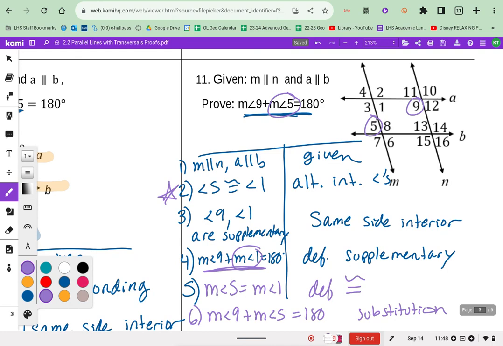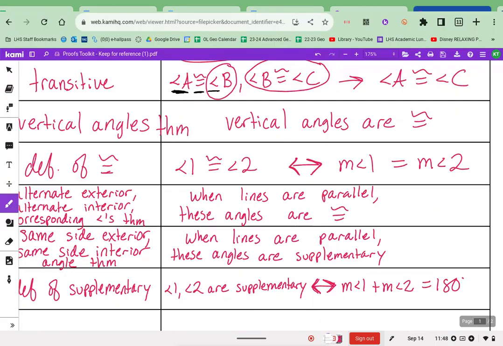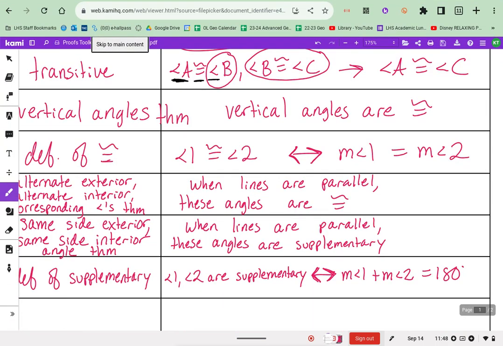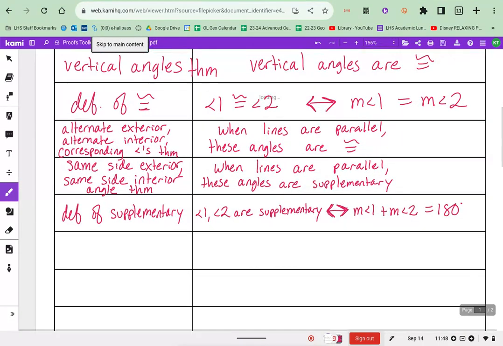Okay, questions about that? I know these are kind of longer, but the more you practice them, the more you start to see the pattern, because they're essentially pretty similar every time you do them. Okay, I'm just going to do 2 more with you. All right, so I'm going to add another thing to your proofs toolkit. Let's talk about how you can use linear pairs.